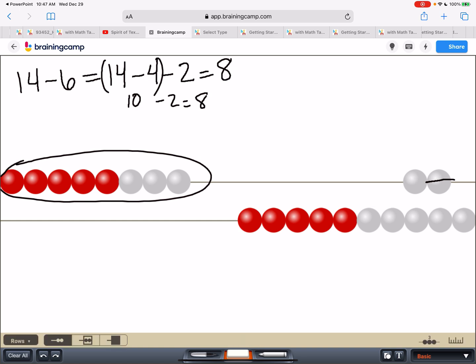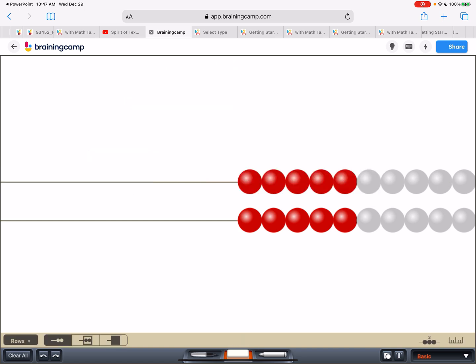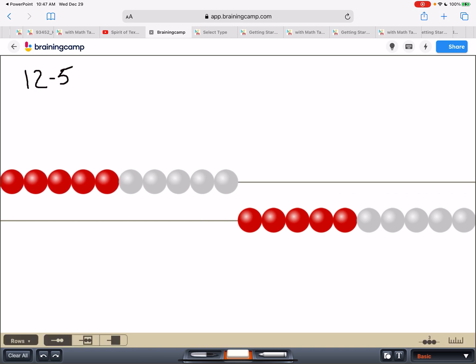So let's try this problem again. Let's try another problem so that we can practice this. What if the problem was 12 minus 5? So we want to do 12 minus 5. So again, we're going to pull over 10 beads on top and 2 beads on bottom to represent our 12. And again, get to 10 is always about getting to 10 first.